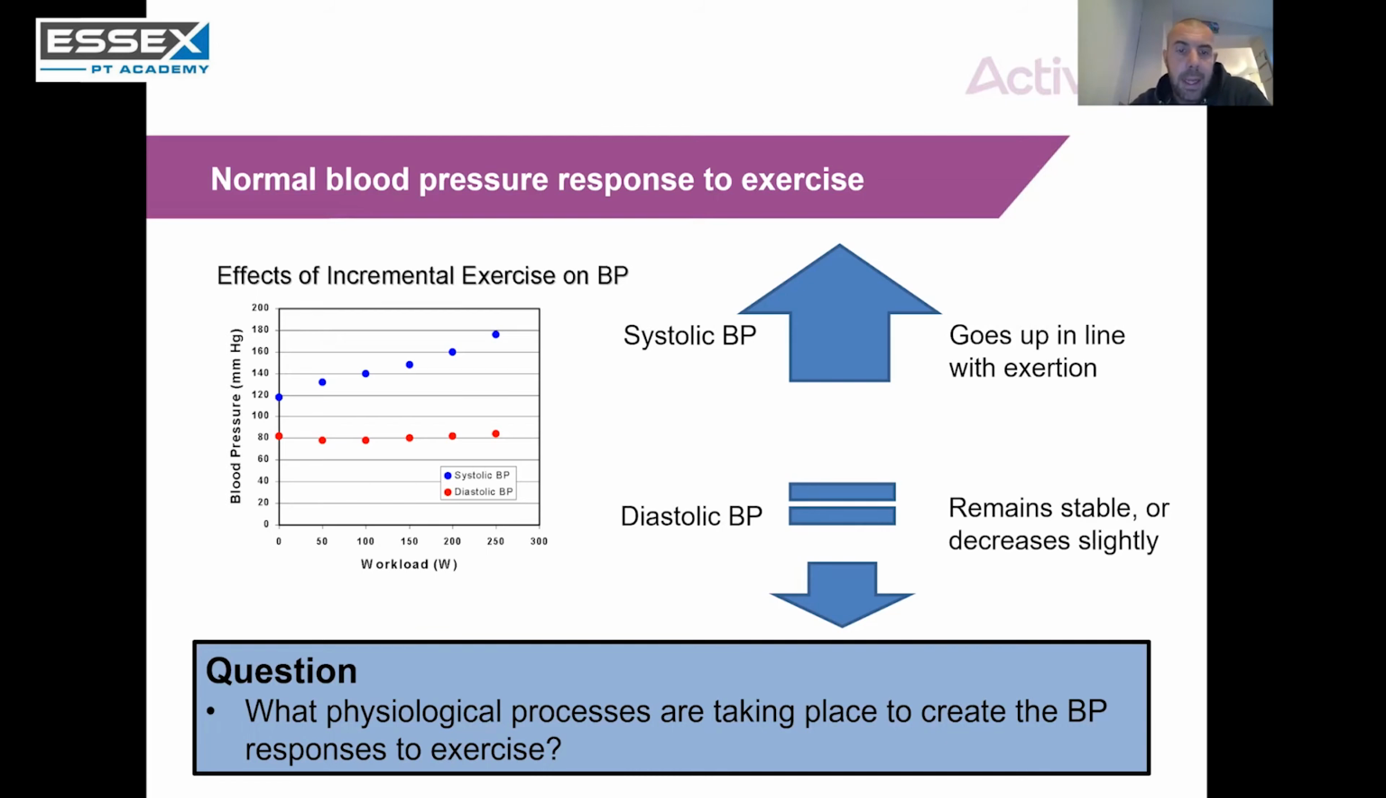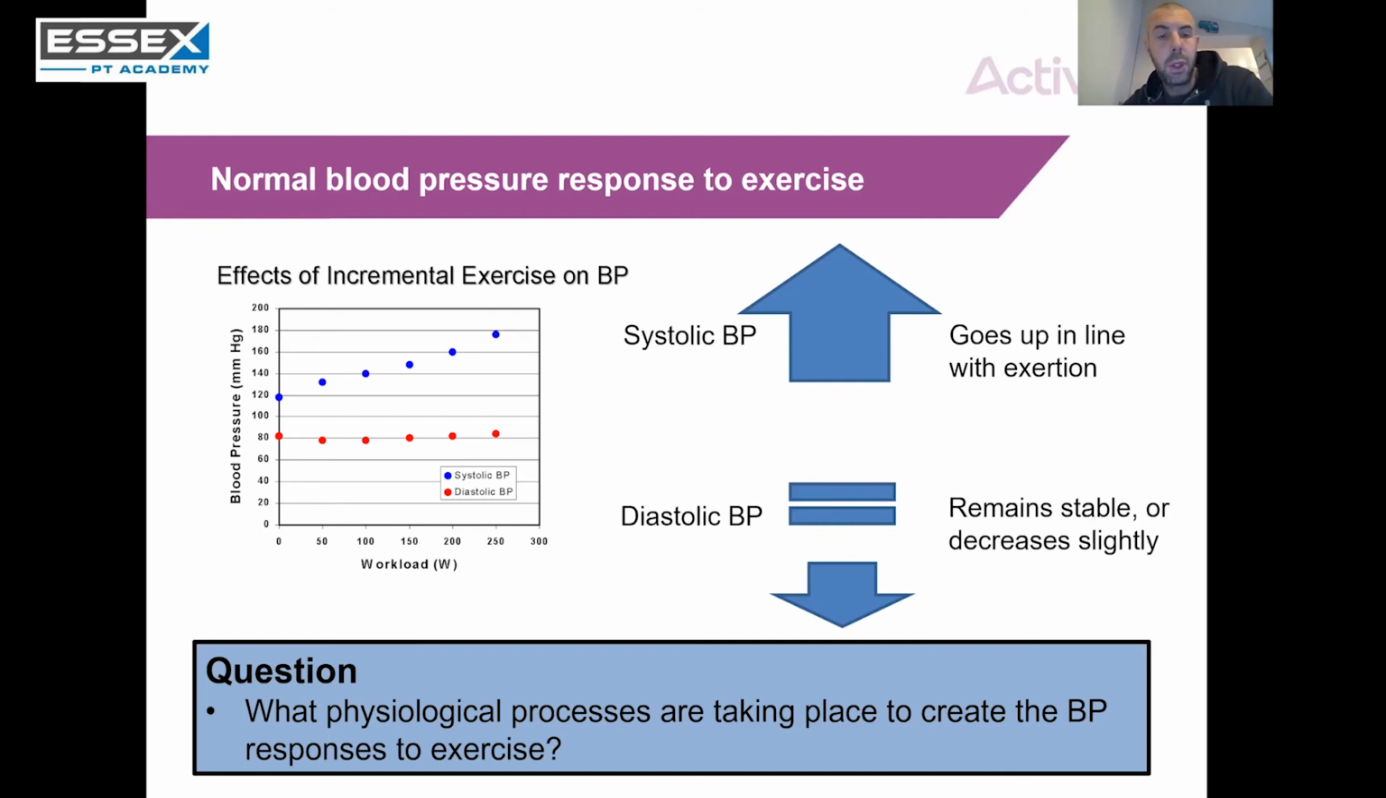So as the workload goes up, you can see that their systolic pressure rises, okay, because they're increasing the amount of blood that's pumped out of the heart. So systolic blood pressure rises and goes up in line with exertion. So the harder they work to a certain point, the higher the systolic blood pressure. Diastolic remains reasonably stable, or in some cases you can see a little bit decreases slightly, and then as the watts load goes up even further, it then increases a little bit, but not very much. You can see it's pretty much hovering around that 80 line if we're talking about someone with normal blood pressure.